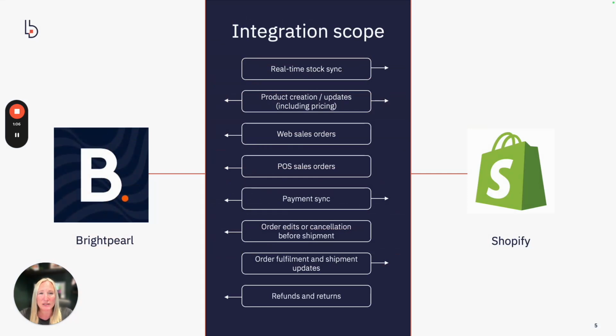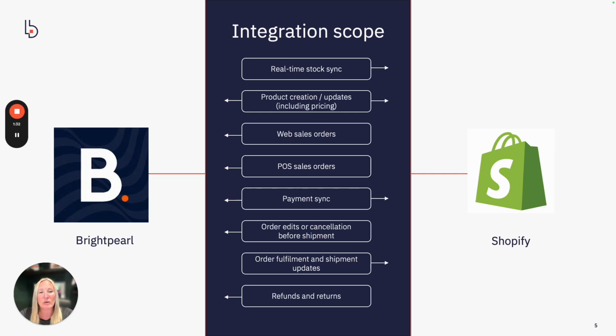Inventory is a core consideration here, so the integration scope starts with real-time stock sync. Products are linked using one or a combination of SKU, EAN, UPC, MPC, barcode, and product custom fields. So no matter your setup, we can configure your integration with your product data as it is. Bi-directional product and price sync provides ultimate flexibility.